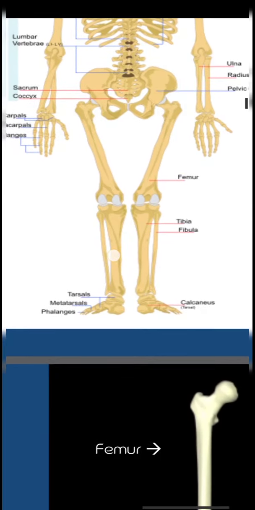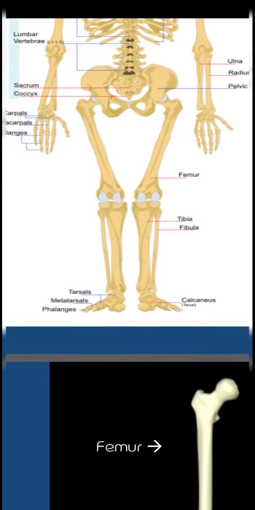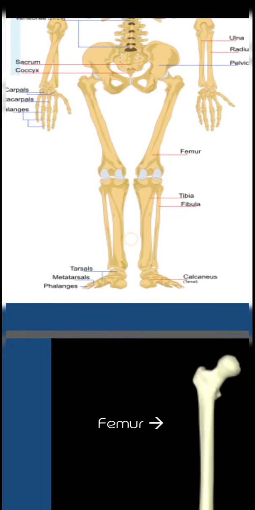Then there are 2 bones known as tibia and fibula. 2 are located on each side. Then tarsals, metatarsals, and phalanges. They are present in the same arrangement as the hand. There are 8 tarsal bones. There are 5 metatarsals. There are 14 phalanges.